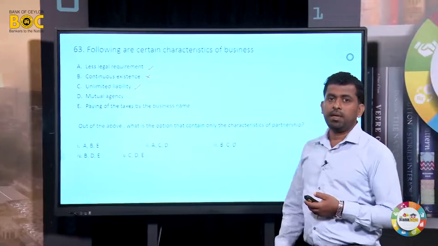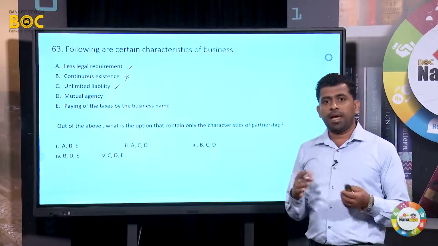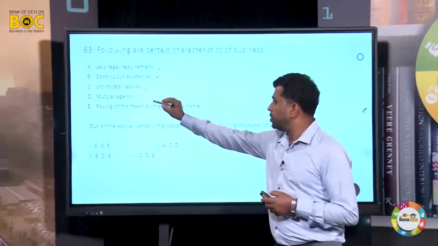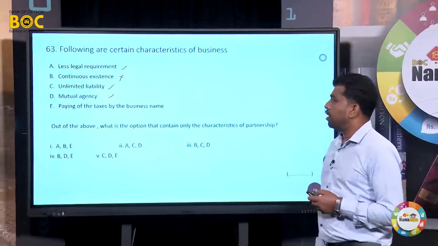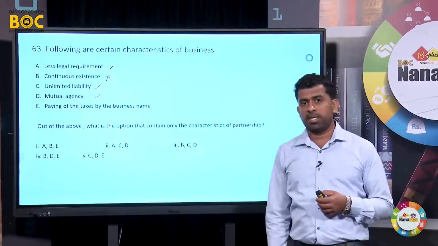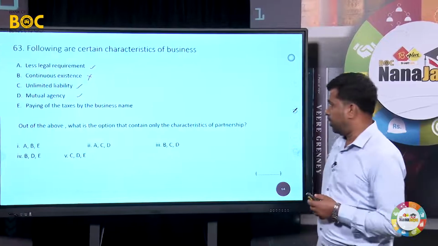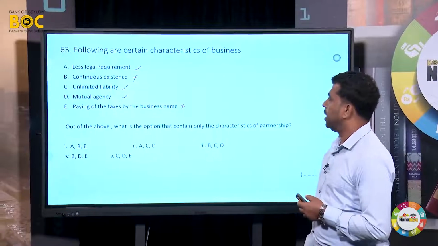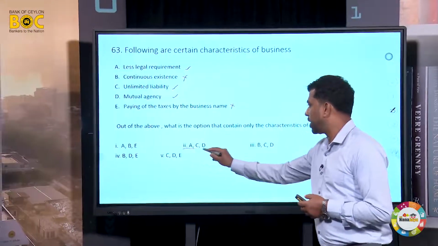Mutual agency is a special feature of a partnership. Each partner is principal as well as agent of other partners. That concept is given through mutual agency. Paying of taxes by the business name is prohibited because it is not a legal person. Tax should be paid in the partner's name. A, C and D. A, C, D is given in the second option.